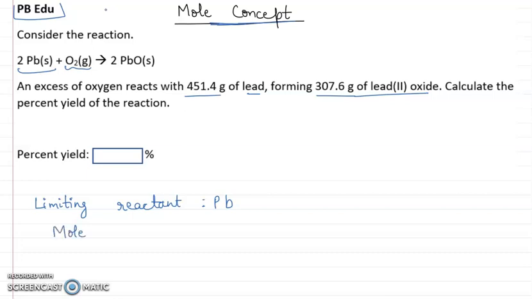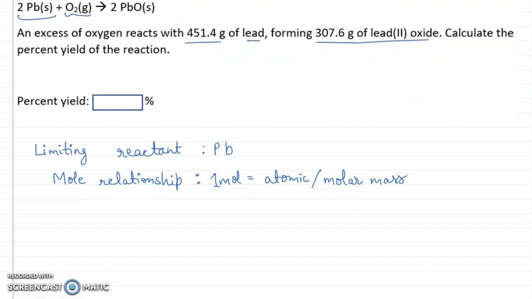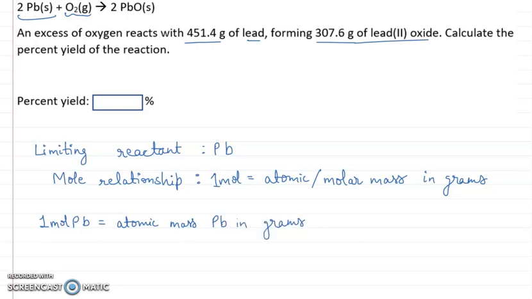Now we should know about the mole relationship. According to the mole relationship, 1 mole of a substance is equivalent to its atomic mass if it is an element, or molar mass if it is a compound. This we should know. So if we talk about lead, Pb, 1 mole of Pb is equal to the atomic mass of Pb in grams. So 1 mole of lead is equal to its atomic mass, 207.2, in gram.